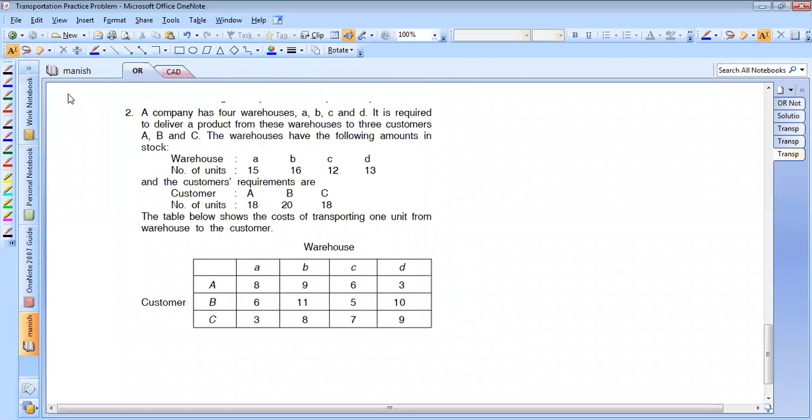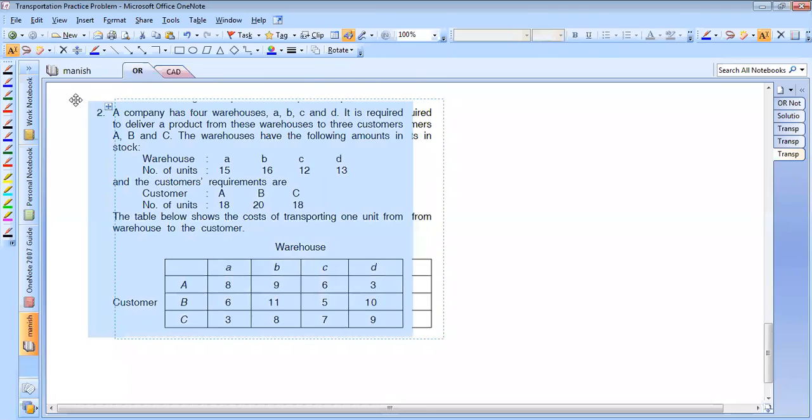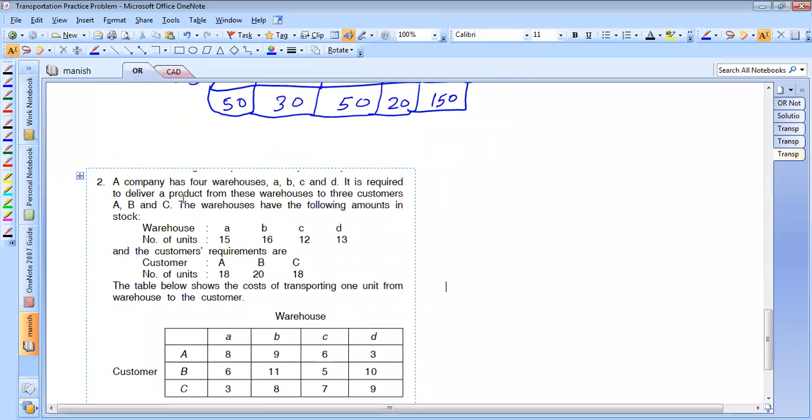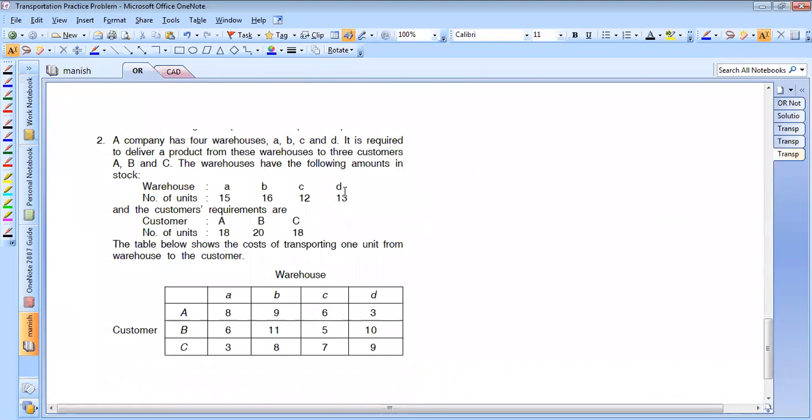So see, there is this problem. We have this problem. A company has 4 warehouses.